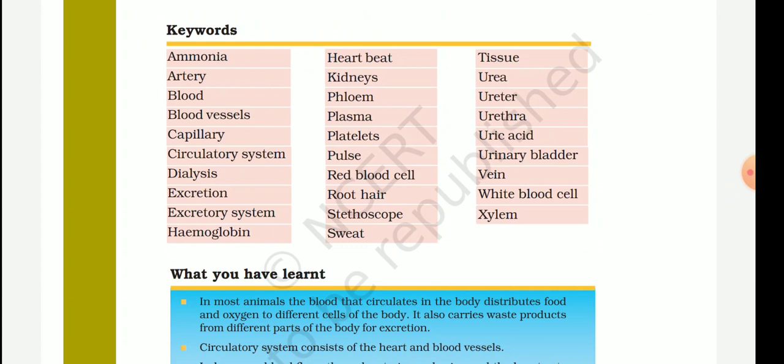First keyword is ammonia. We discussed ammonia when we were discussing the waste products of different organisms. I told you that aquatic organisms excrete ammonia as a waste product.